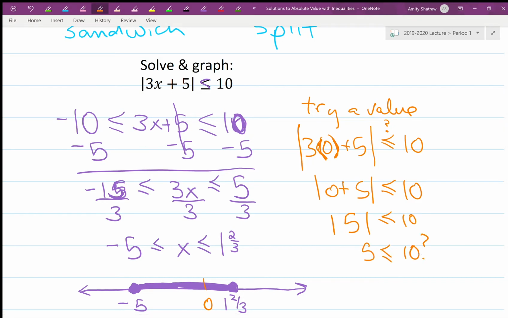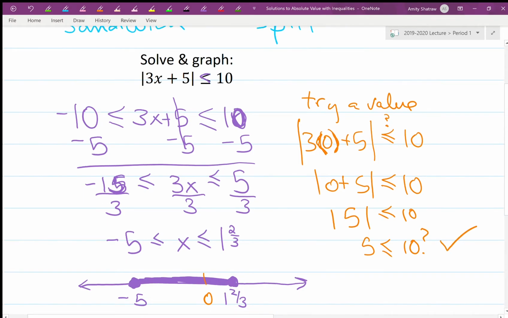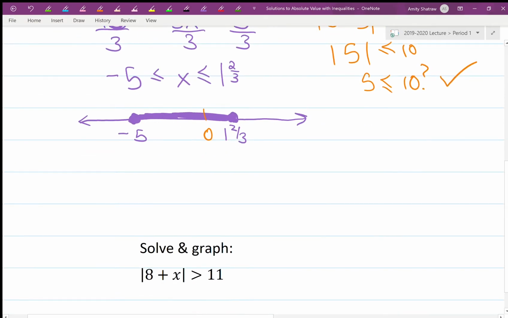Indeed it is. Check. So I have definitely found my solution. Now let's go back to the split. Here's one I have set up for us.